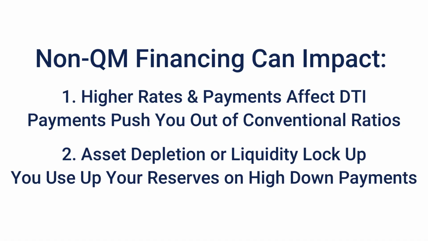And number two, asset depletion or liquidity lockup. Many non-QM products require larger down payments, sometimes 20 to 25% or more. If you drain your reserves too early using non-QM, you might not have enough liquid assets left to qualify for a more favorable QM loan later. Keep this in mind as you compare loans, from FHA to bank statements, for example, for that duplex.